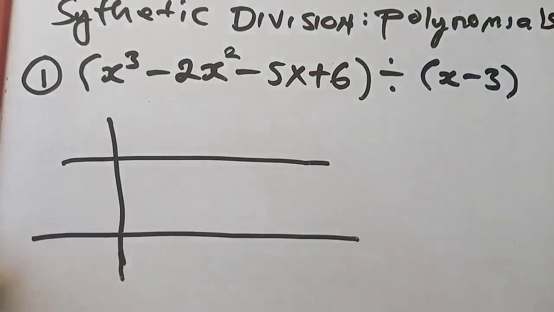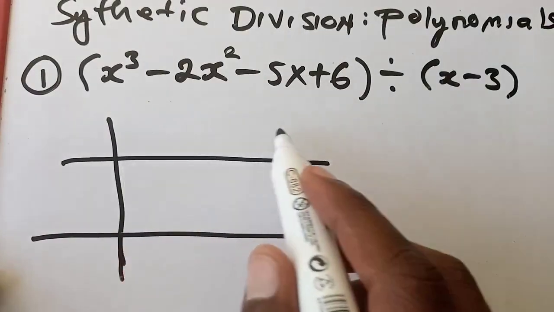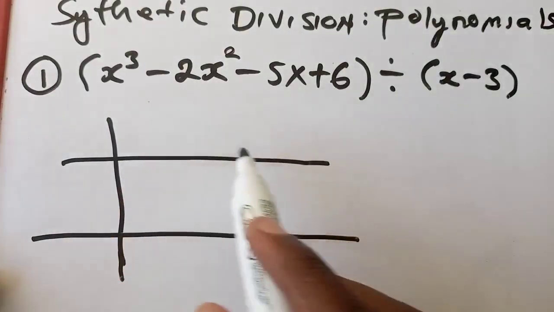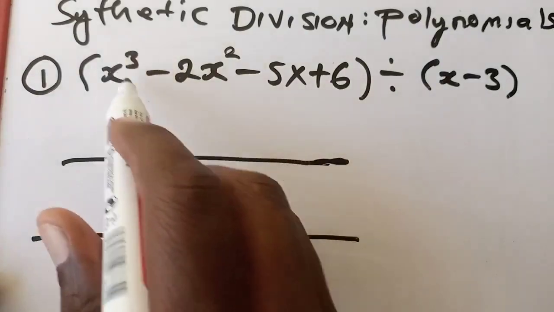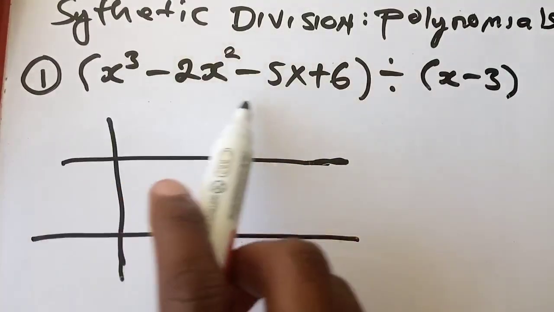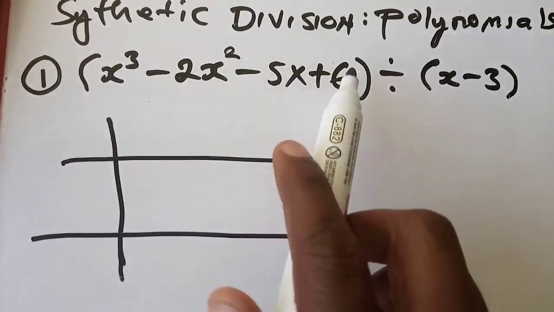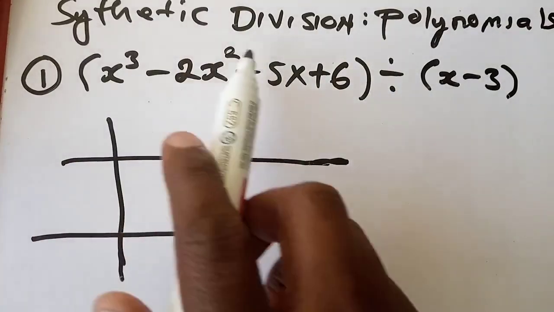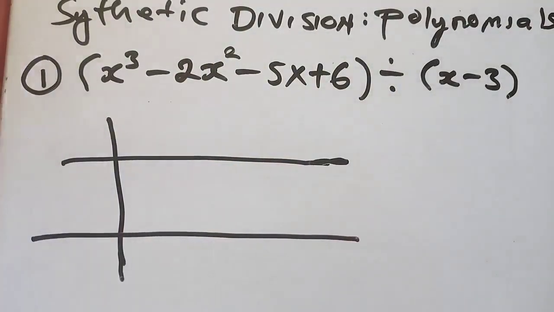In here, you need to put the coefficients of this polynomial. This is the question that we have at hand. I want us to divide it using synthetic division. This is the polynomial that we have. In here, you write the coefficients of this polynomial. You might be asking yourself, what is a coefficient? A coefficient is a number attached to any letter or variable.